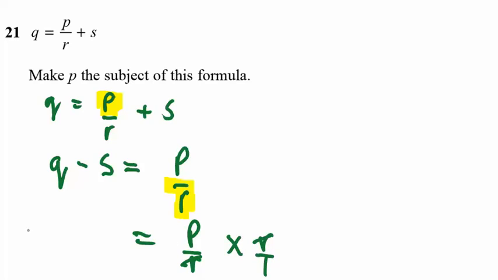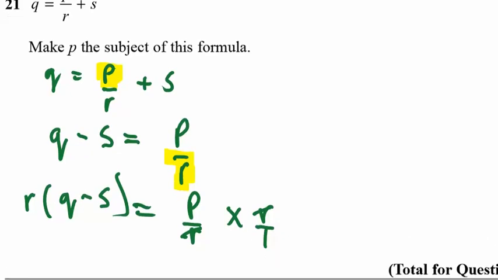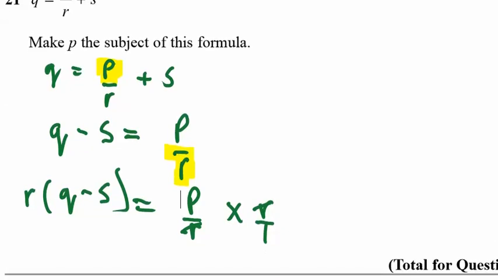And then on the other side we've got to multiply Q and S by R. So you could do R open bracket Q minus S close bracket. Now we can simplify that a little bit more, and I'll see if I can just move it up a little bit more. Oh, that's lovely.